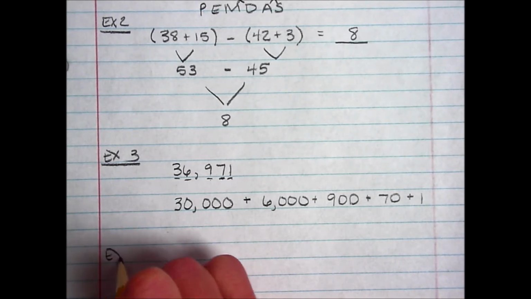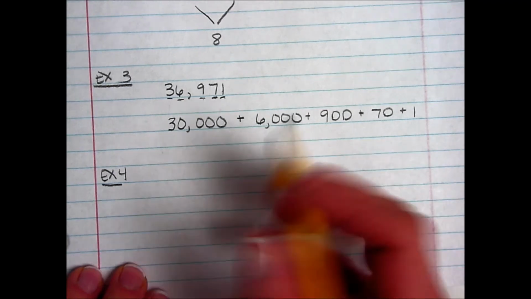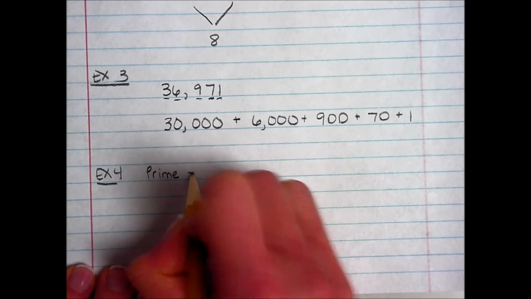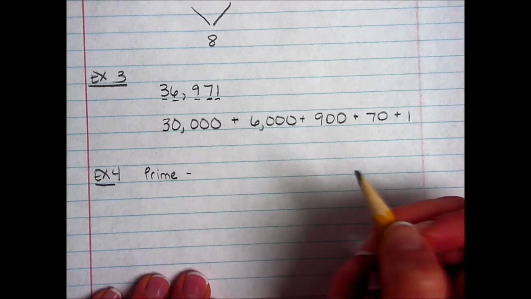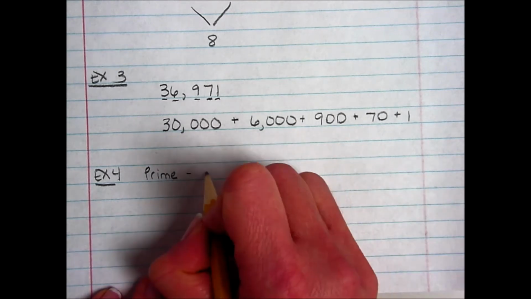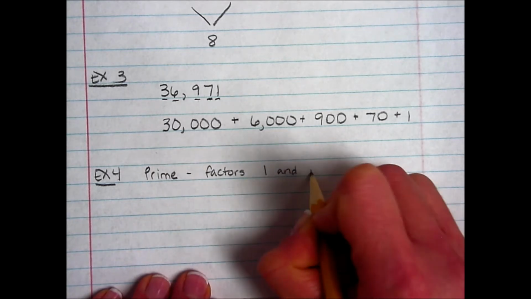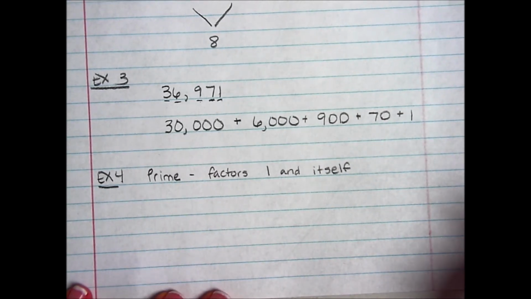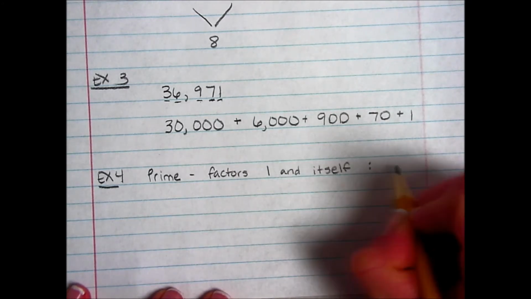Okay, in example 4, you're going to look at prime and composite numbers. So let's review what prime and composite are. All right, prime numbers are only divisible by 1 and itself. Or you could say it as it only has 2 factors, 1 and itself. All right, and so some examples of some prime numbers would be like the number 2.